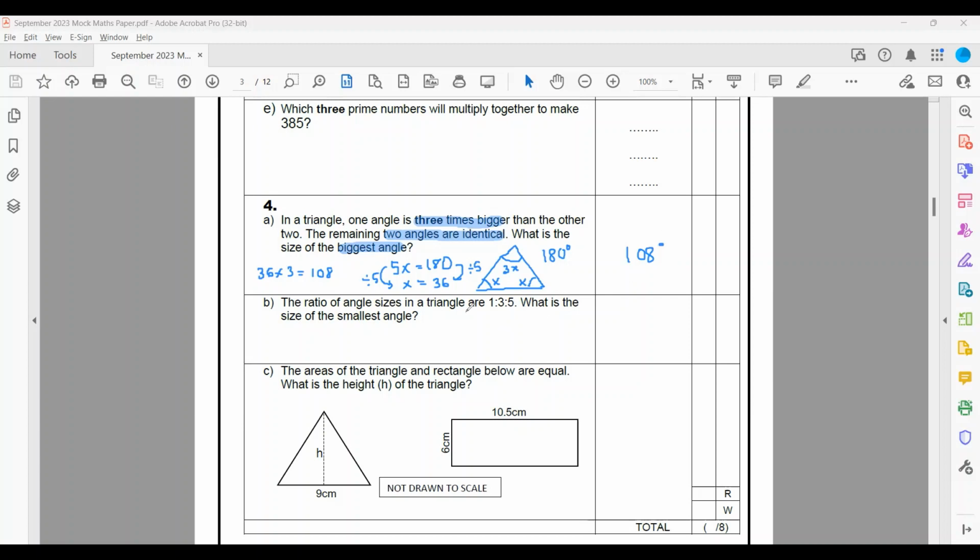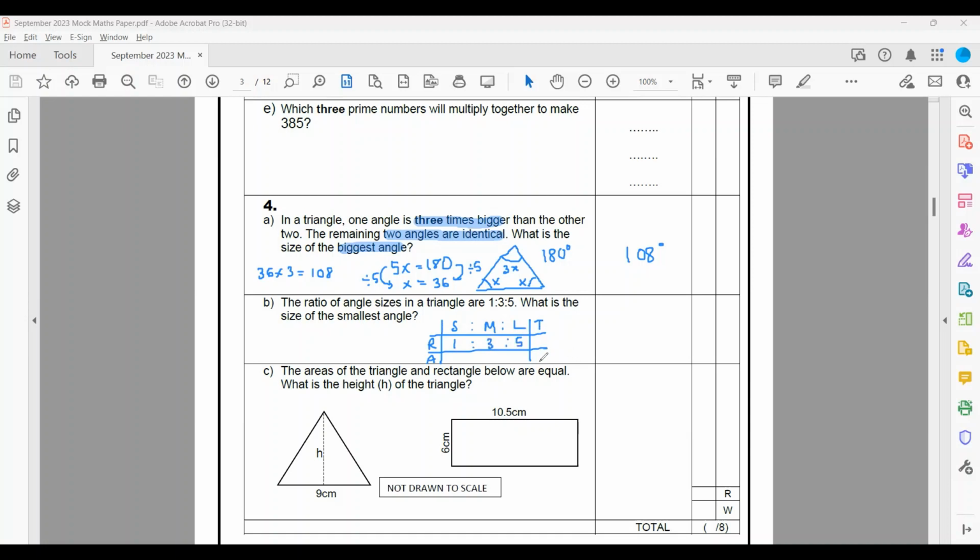In part B, we're told the ratio of angle sizes in a triangle are 1 to 3 to 5. What is the size of the smallest angle? So if I teach you, I will have taught you about the ratio hashtag. Okay, so we'll draw the hashtag, fill in the ratio, amount, and total. And we've got the smallest angle, the medium angle, and the largest angle. And they're in a ratio of 1 to 3 to 5.